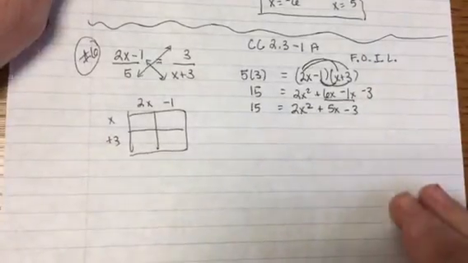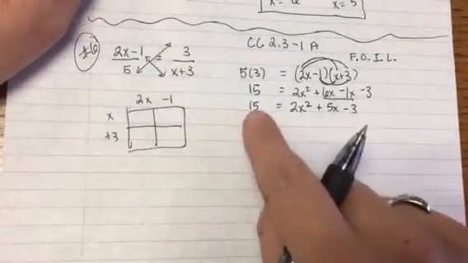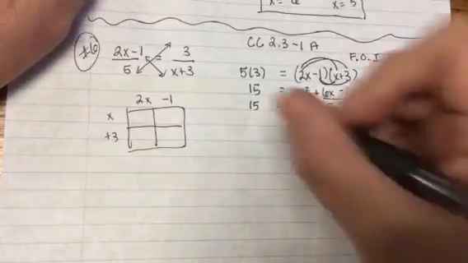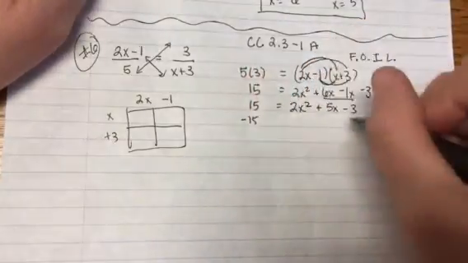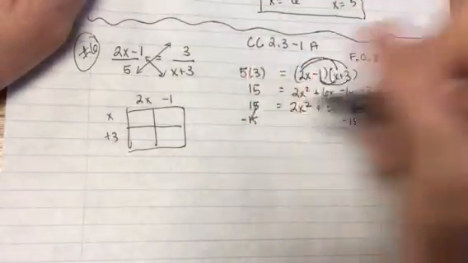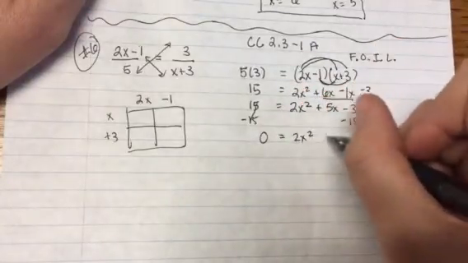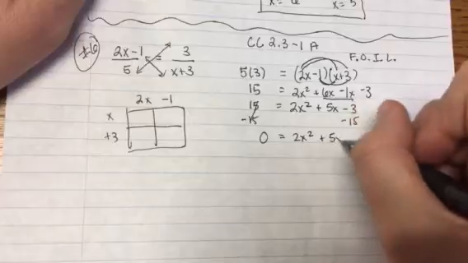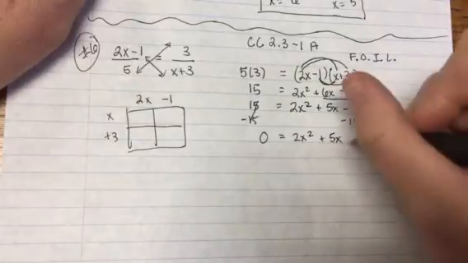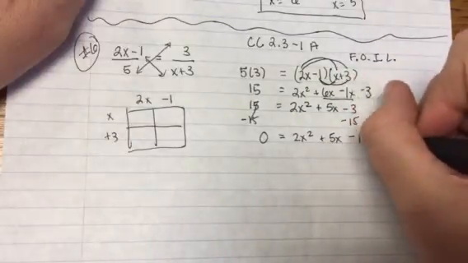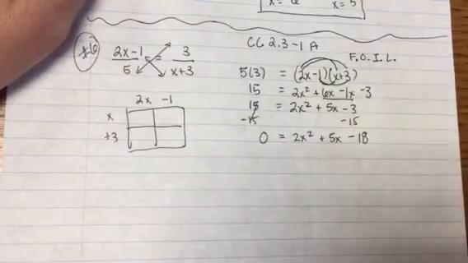Okay, now just like in the example before, we need this to be set equal to 0. So we're going to subtract 15 from both sides. So now 0 equals 2x squared plus 5x. Negative 3 minus 15 is negative 18, so minus 18.